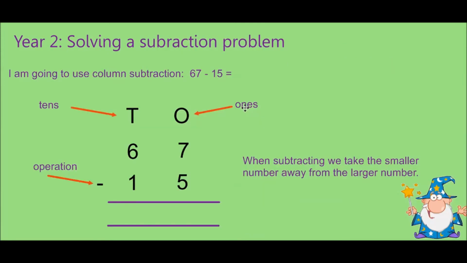I'm going to solve this subtraction word problem using column subtraction. So I've set it up on the screen here. I've got my T showing tens, my O showing ones. I put 67 because there were 67 slices of pizza and 15 because 15 slices were eaten. Made sure I put my operation here to remind me what to do, and my lines drawn with a ruler underneath for my answer. When subtracting, we always take the smaller number away from the larger number.